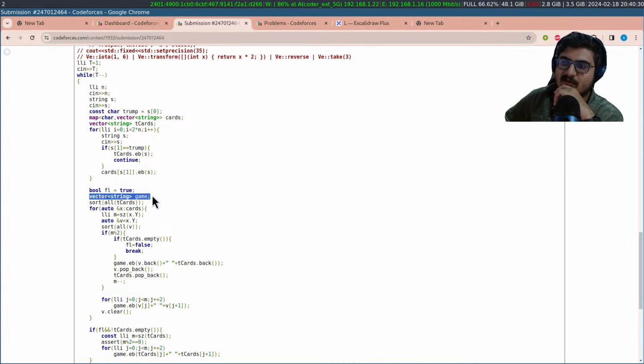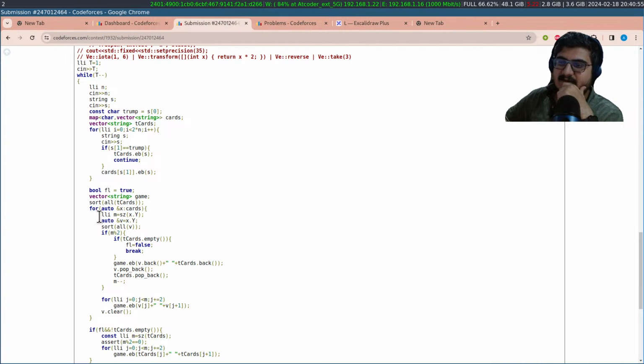Now this game denotes all the pairs which I would be outputting at the end. And this FL denotes that I have found a valid pairing. The problem happens when, let's say, you have three cards of one rank and there is no trump card for the last card over here. Like three cards of one type and one card of the other type. Now you definitely need two trump cards.